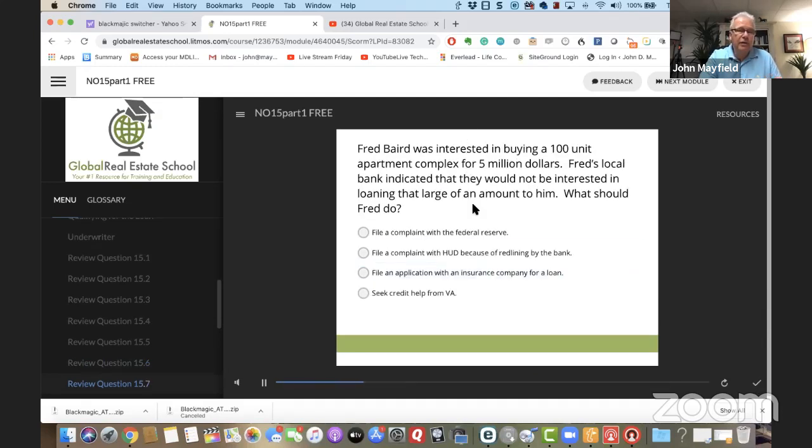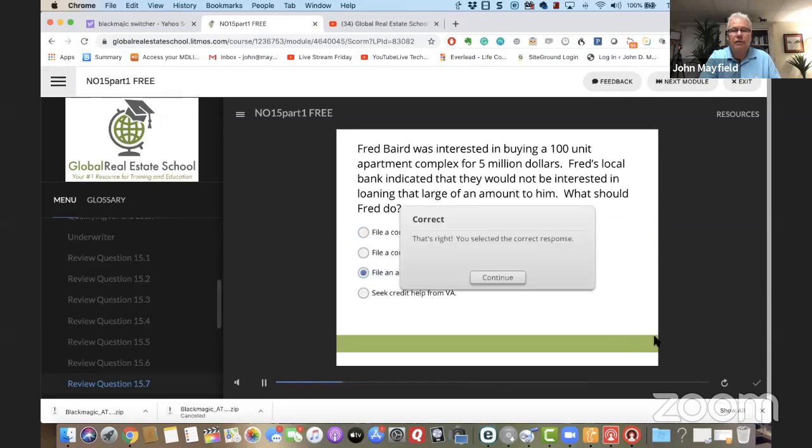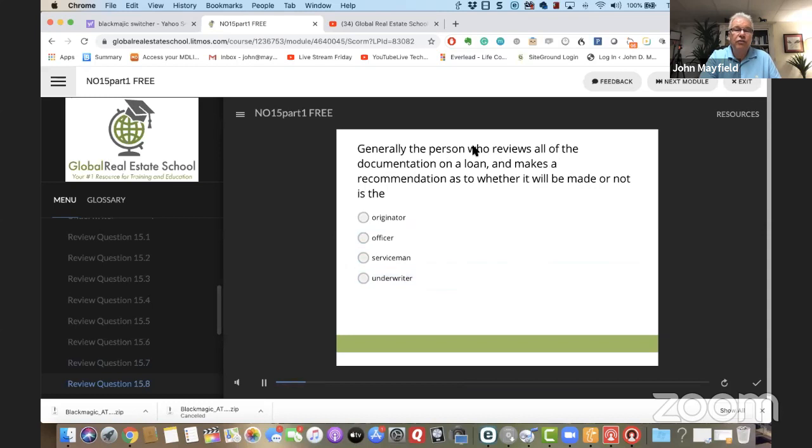And then here's a gentleman that's going to purchase a big apartment complex. He's probably going to go through an insurance company to look for financing there. Generally, the person who reviews all of the documentation alone and makes a recommendation as to whether it should be made or not is the underwriter.